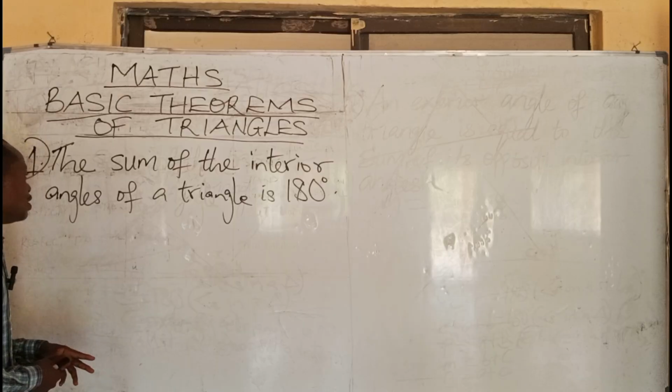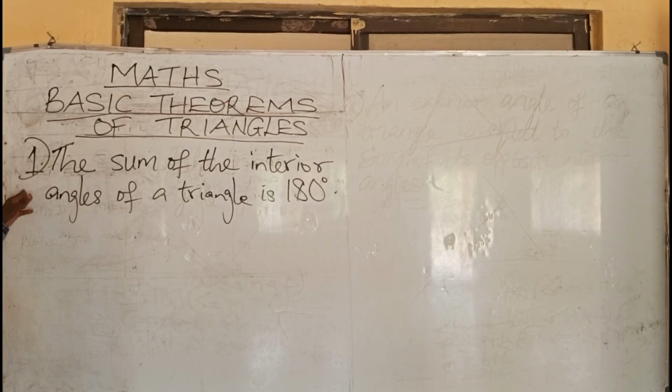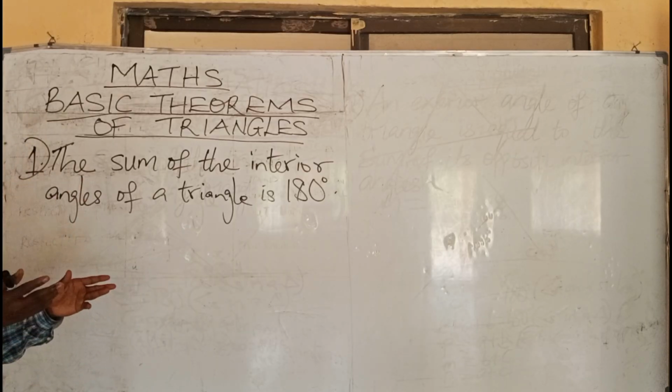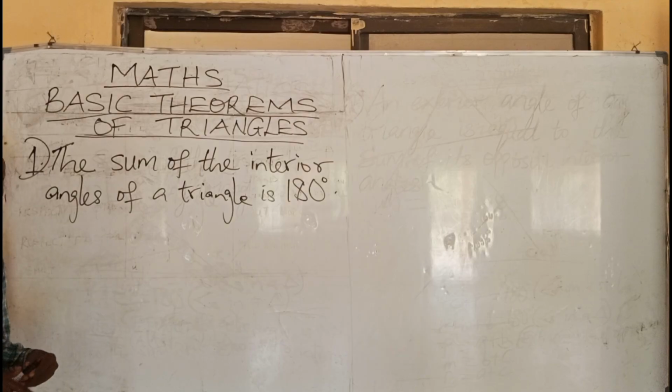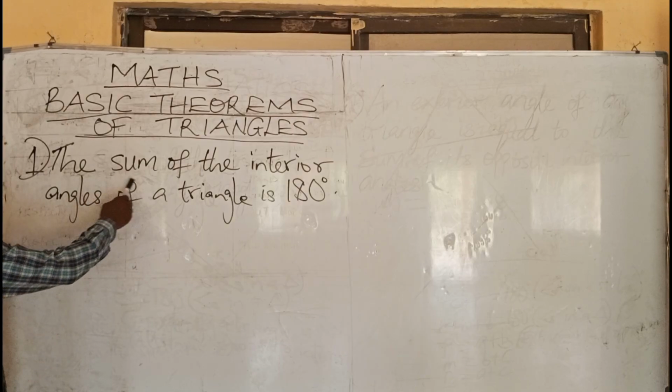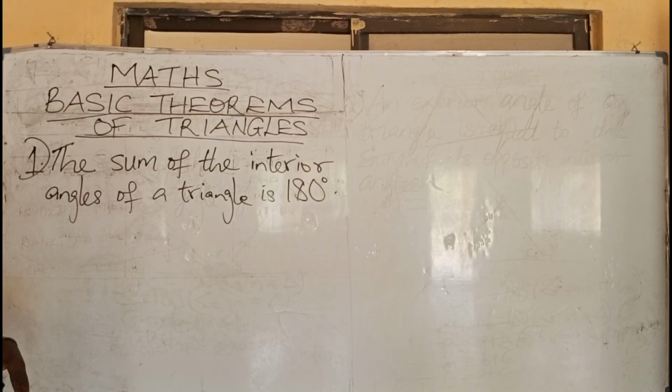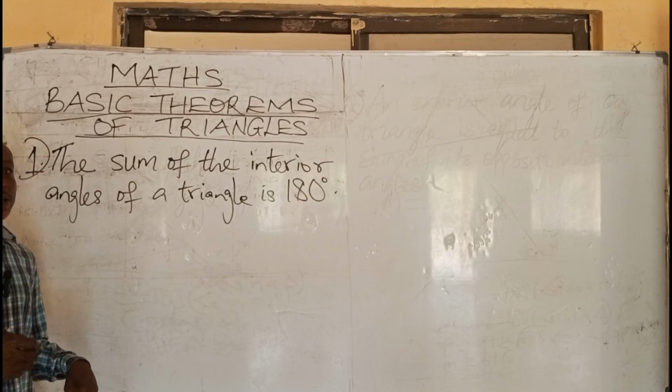Today, I will be discussing the basic theorems of a triangle. And the first theorem, as it is on the board, is the theorem of the sum of the interior angles of a triangle, which states that the sum of the interior angles of a triangle is 180 degrees.